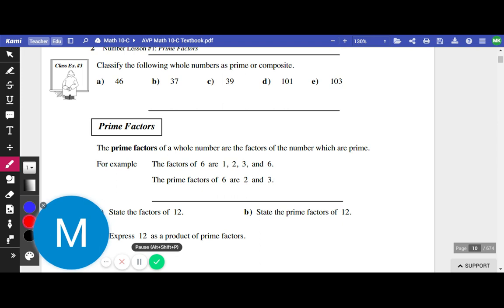The number 46. I could divide 46 by 2. Look at that. That's my division symbol. Made a perfect plus. Try this again. Divide by 2. Right? 46 could divide by 2. That means it's a composite number.